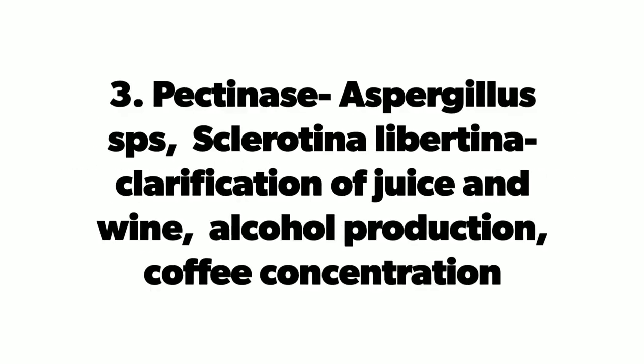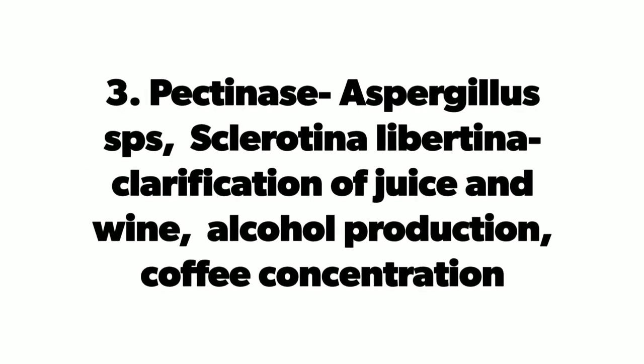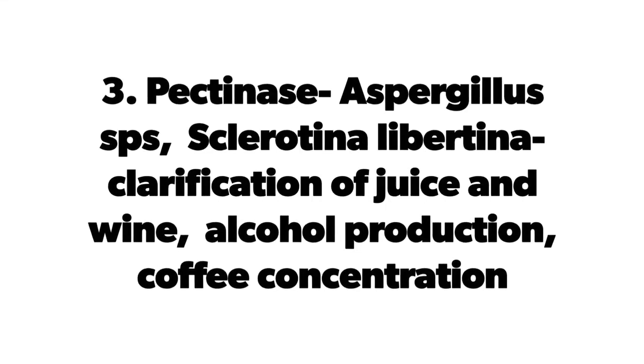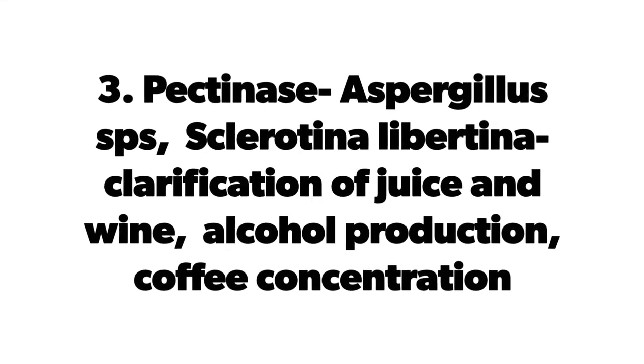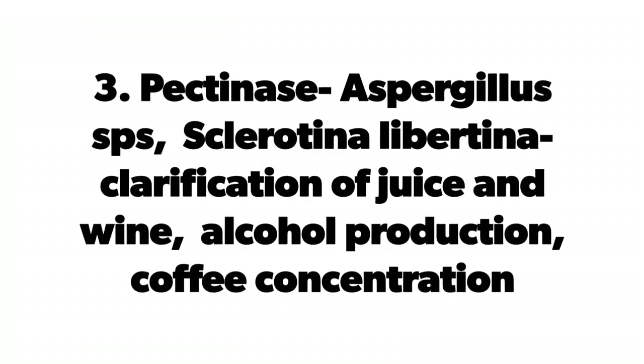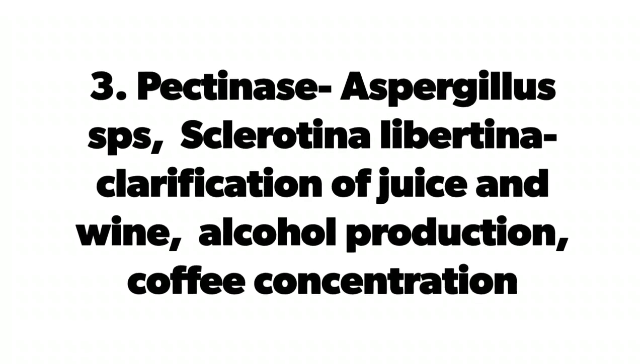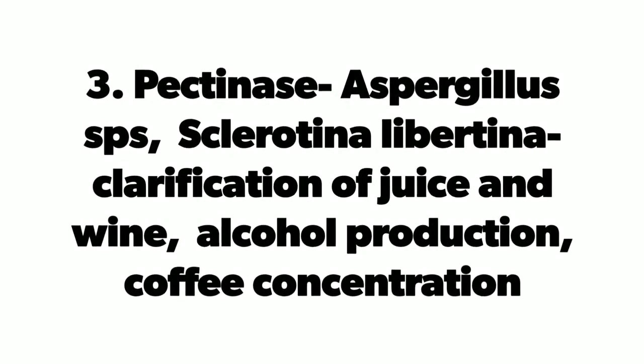Cellulase. Aspergillus niger and Rhizopus niveus are the sources of cellulase enzyme. It is used for starch hydrolysis. Pectinase. Aspergillus species and Sclerotinia libertiana are the sources of pectinase enzyme. It is used for the clarification of juice and wine, alcohol production, and coffee concentration.